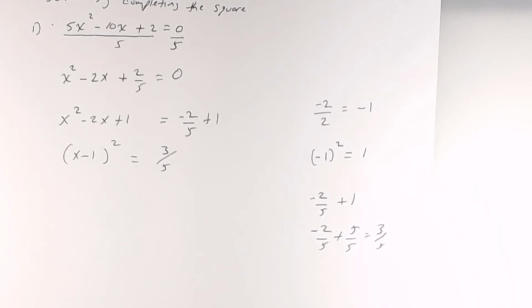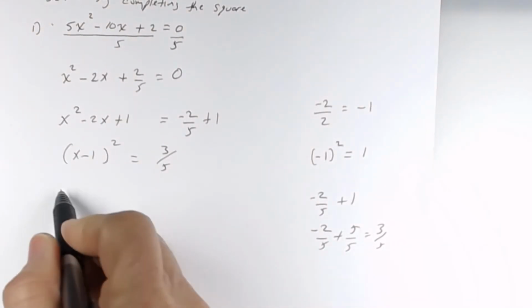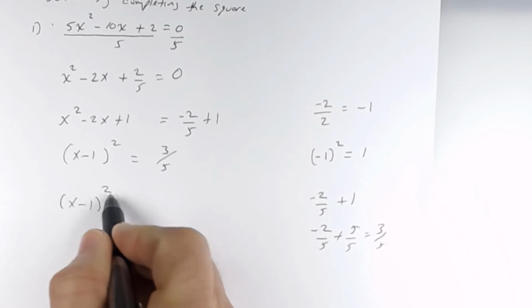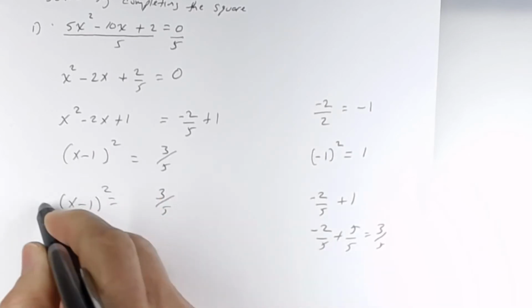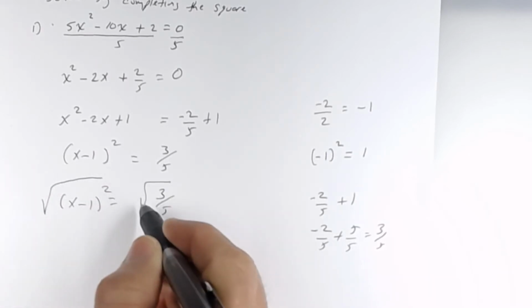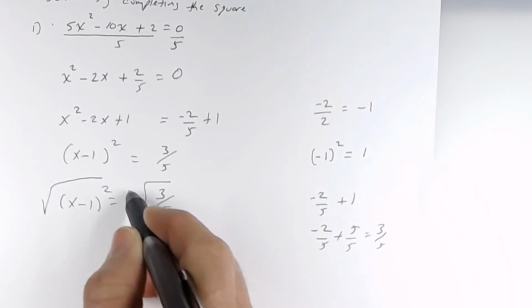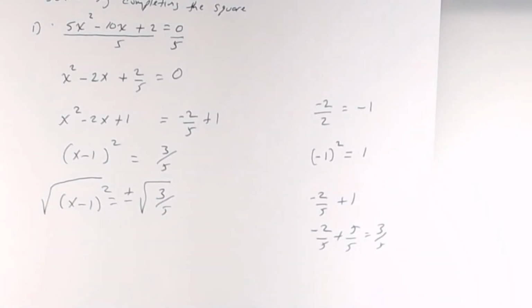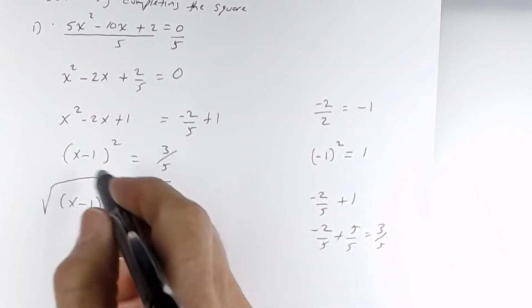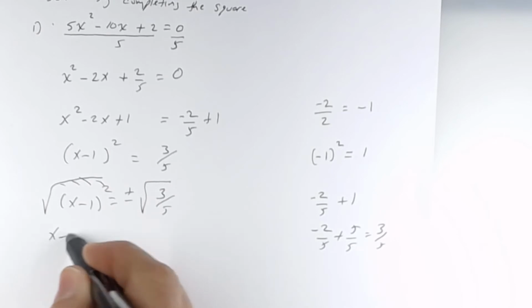Square both sides? Not square both sides. What is that? Square root. You take the square root of both sides. All right, so I'm going to go ahead and rewrite this over. Now remember, when I take the square root of both sides, what else do you need to put there? Plus or minus. The left side should be easy. What expression is on the left side? x minus 1, because the square and the square root undo each other.